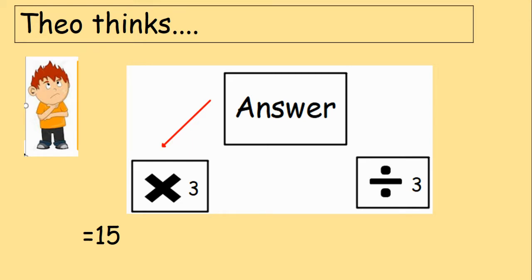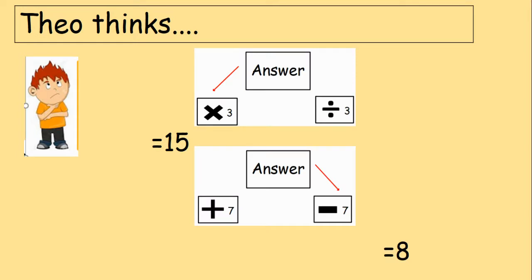I'm going to start with my answer, which was 5. Theo divided by 3, so I will multiply by 3, which gives me 15. Theo then added 7, so I will subtract 7. This will give me my final answer, which is 8.